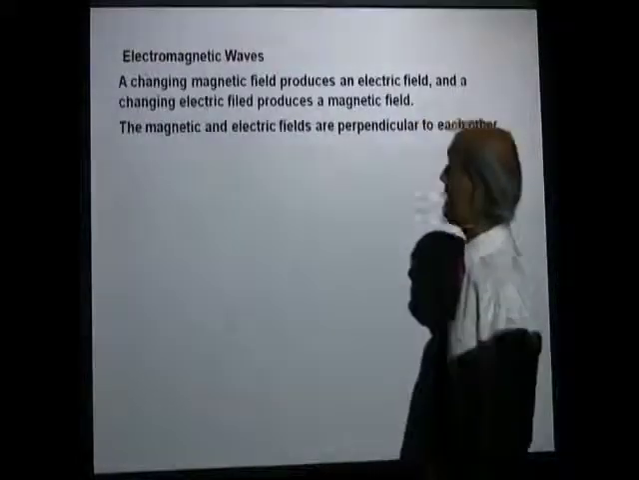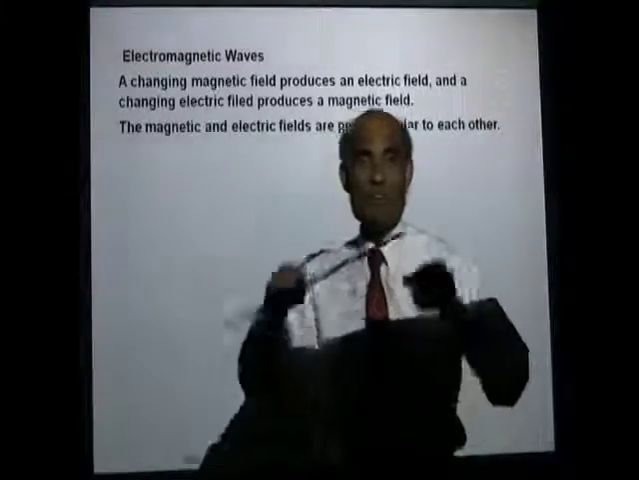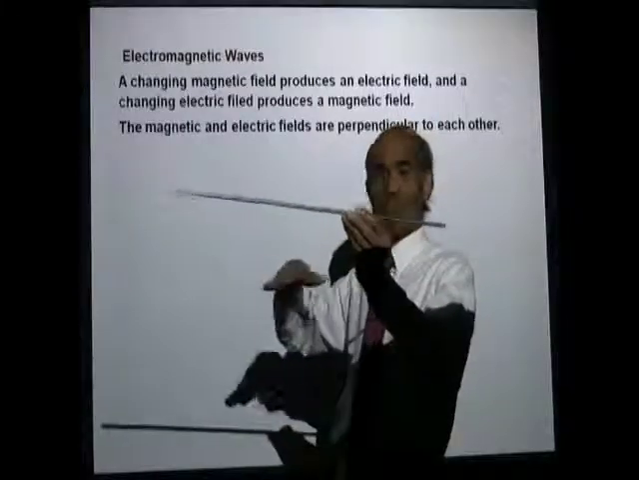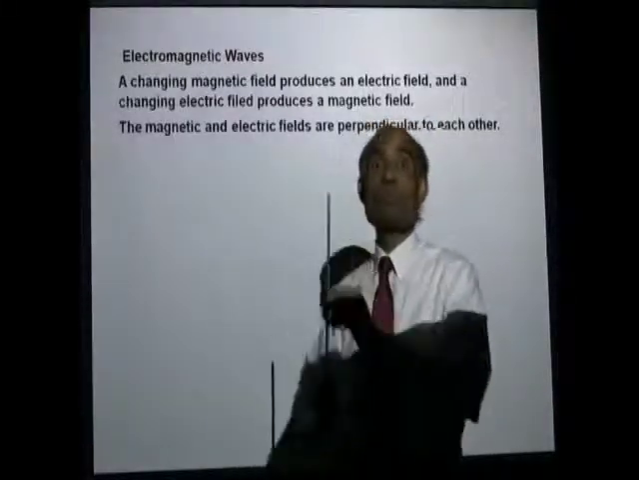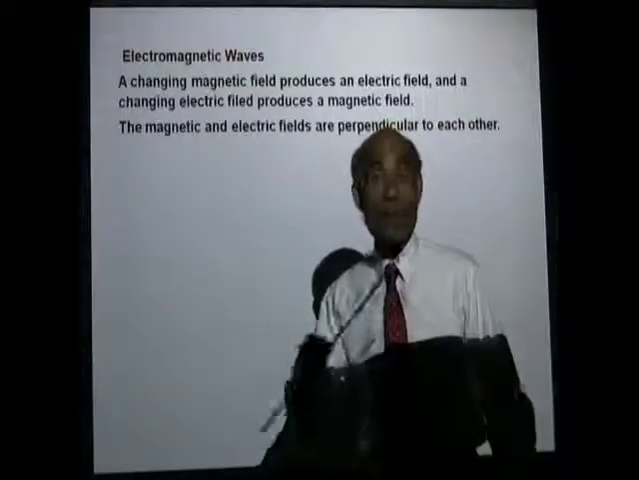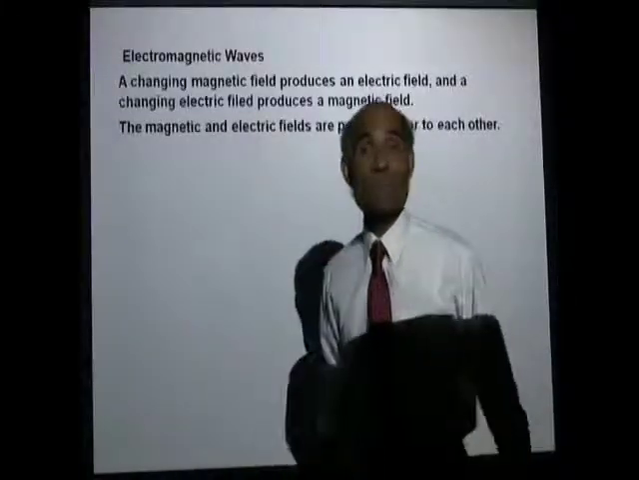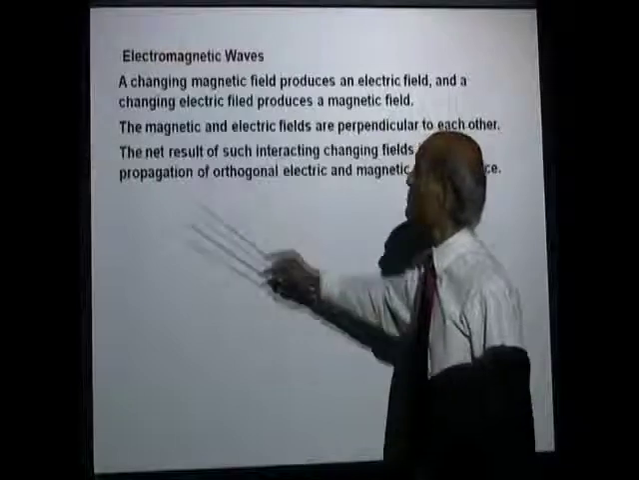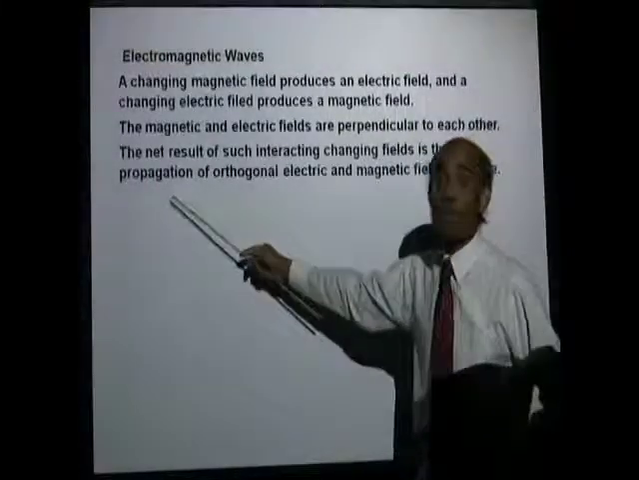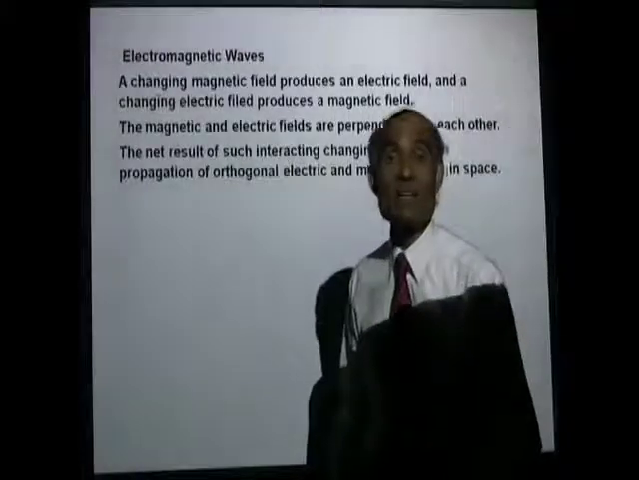Now, the magnetic and electric fields are perpendicular to each other. If the electric field is propagated in the horizontal direction, magnetic field will be propagated in the vertical direction. And both these fields are actually alternating, that's in the form of transverse wave. The net result of such interacting changing fields is the propagation of orthogonal electric and magnetic fields in space.